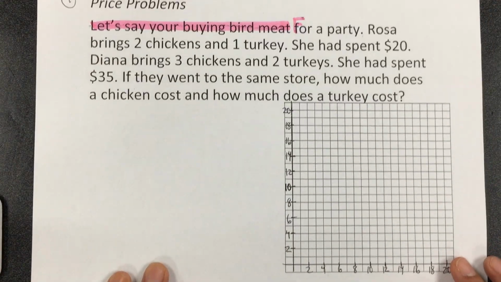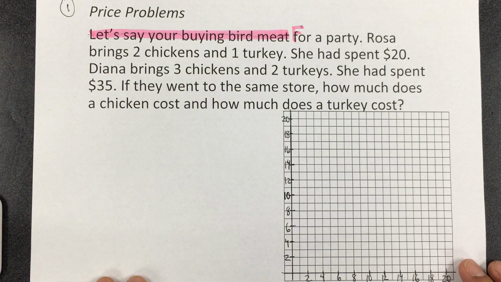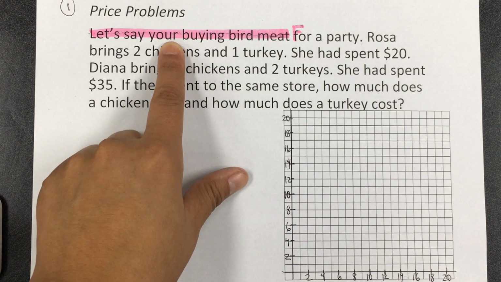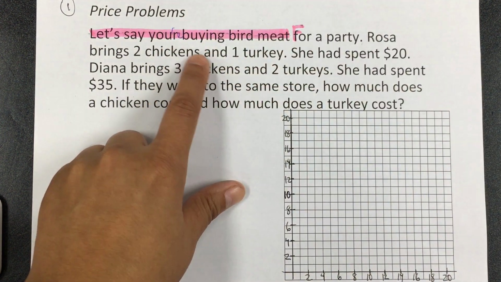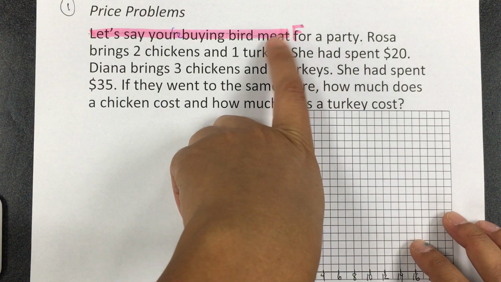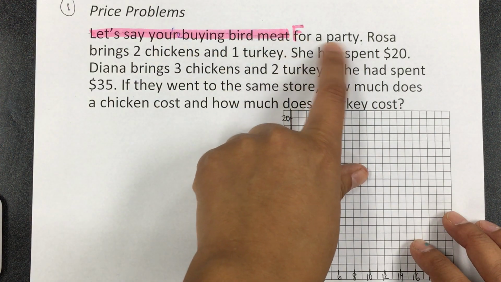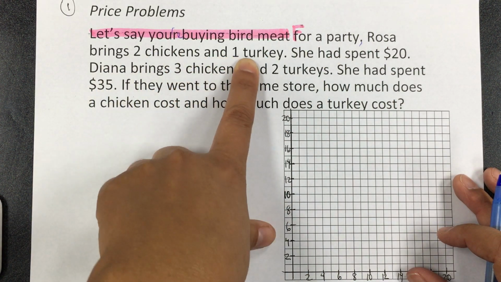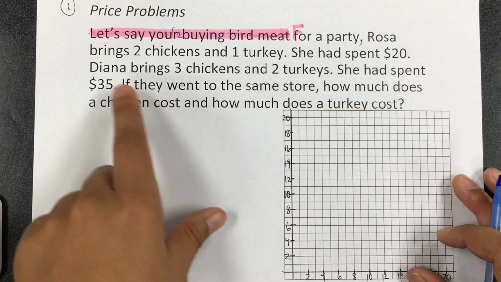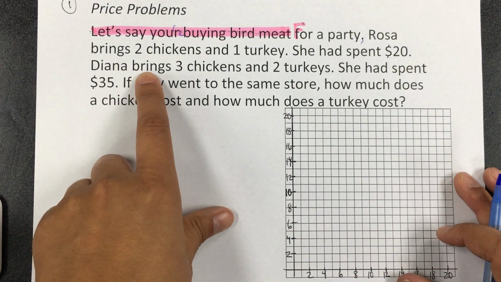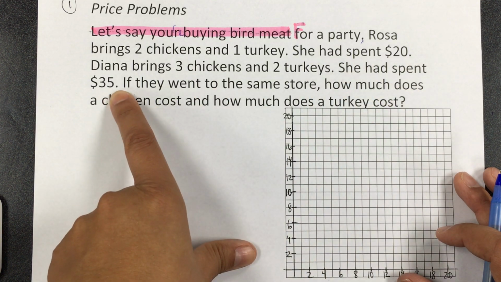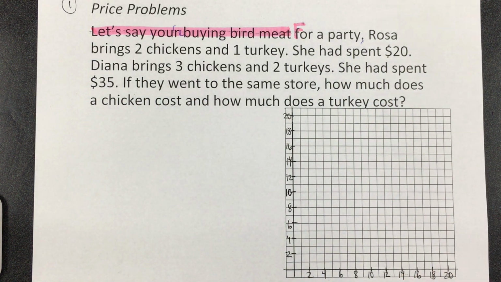And so it says, we're going to be working with some price problems. So it says, let's say you're buying bird meat for a party. If you want to omit that, you can just say, for a party, Rosa brings 2 chickens and 1 turkey. She had spent $20. Diana brings 3 chickens and 2 turkeys. She had spent $35. If they went to the same store, how much does a chicken cost and how much does a turkey cost?